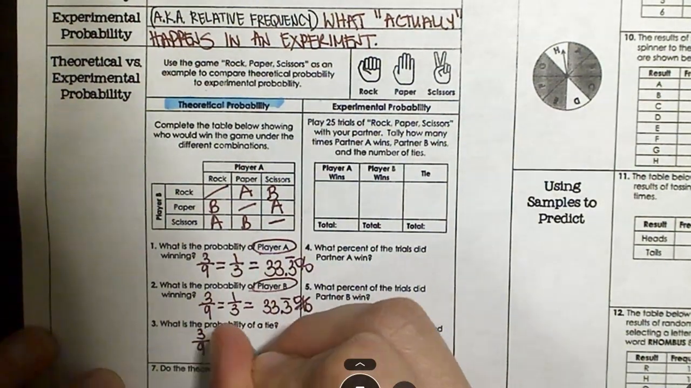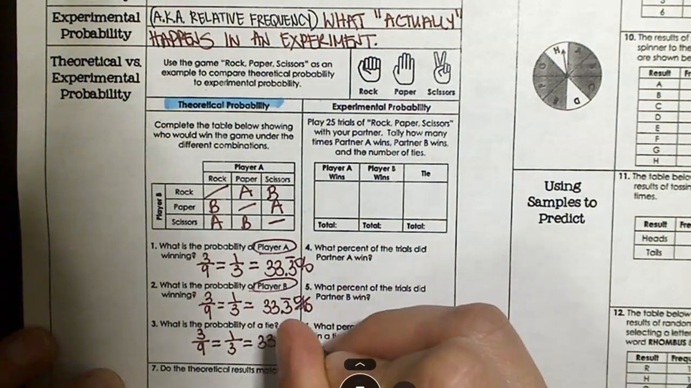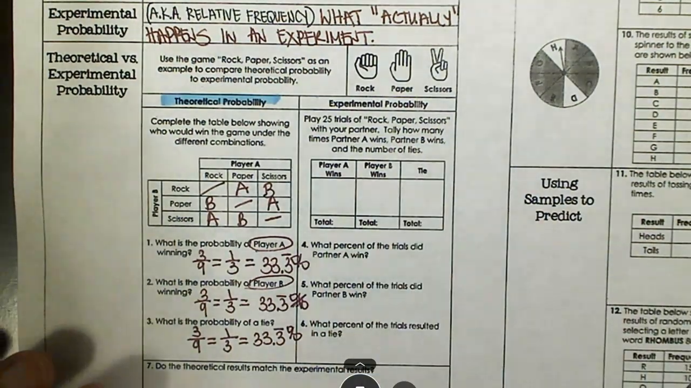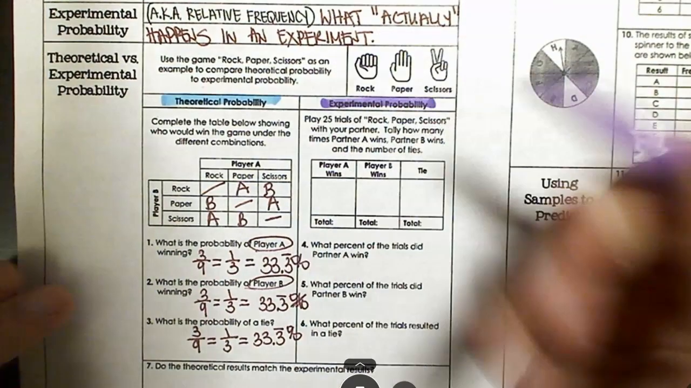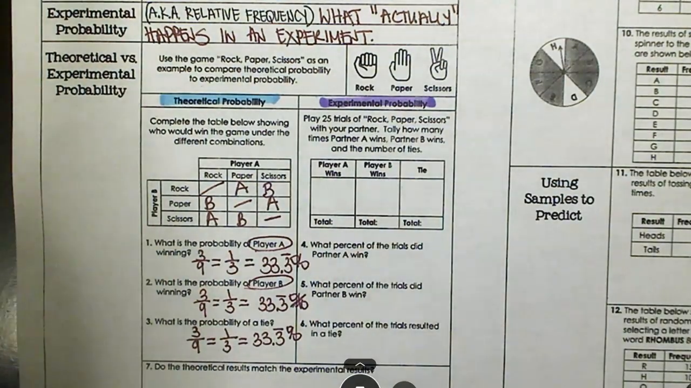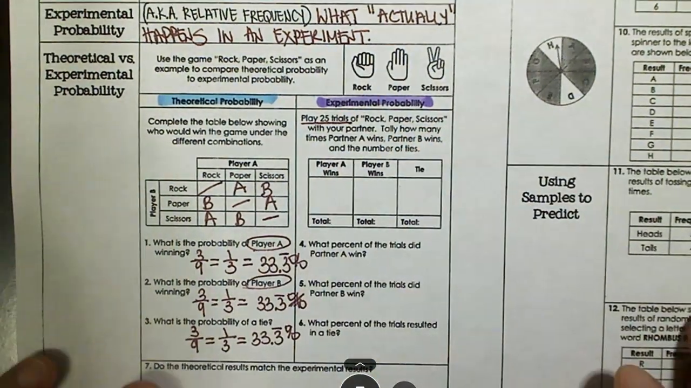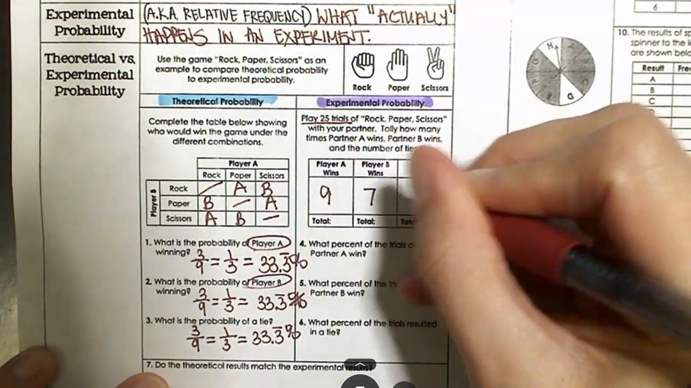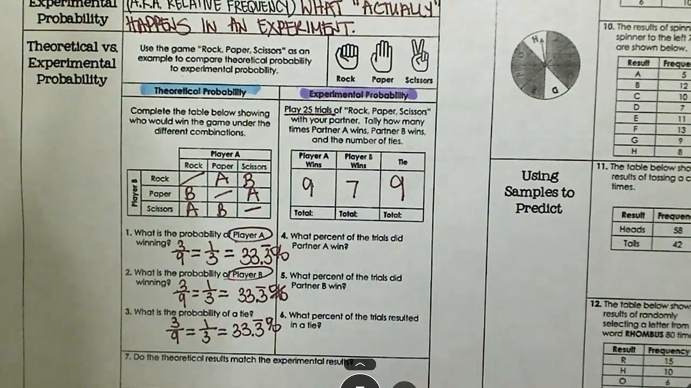Now, if we would have been in class together today, then I would have actually had us do this activity together where we do the actual experimental probability. But since we're not, I'm just going to use data from a previous class that conducted the experiment. In this class, we did 25 trials of rock, paper, scissors, and these are the results that we got in those 25 rounds. Player A won 9 times, player B won 7 times, and there was a tie 9 different times.